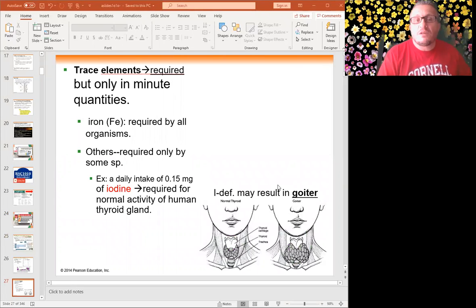Trace elements are the other group, which are required only in minute quantities. That's why they're called trace elements. Iron is one very important one required by all organisms. Others are required by maybe only some species. Another important one, for example, is iodine, a daily intake of 0.15 milligram of which is required for normal activity of the human thyroid gland. And iodine deficiency may result in goiter, like you see here in this picture.